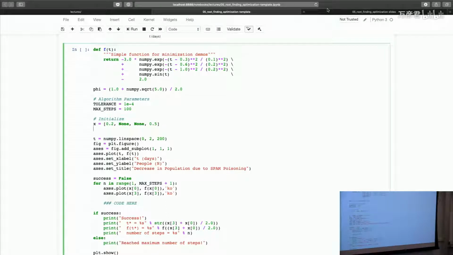So we kind of have two jobs here. One is to initialize the original bracket, which the way I programmed this up in the notes is to just have x be my bracket, so it matches exactly the algorithm I described. And I've chosen 0.2 to 0.5 to be my initial bracket.